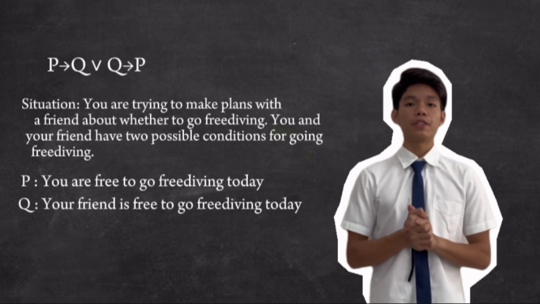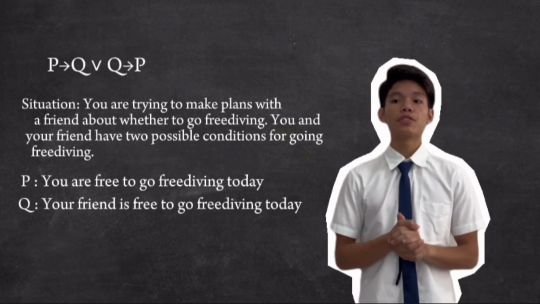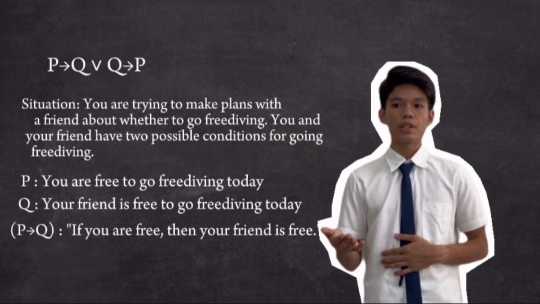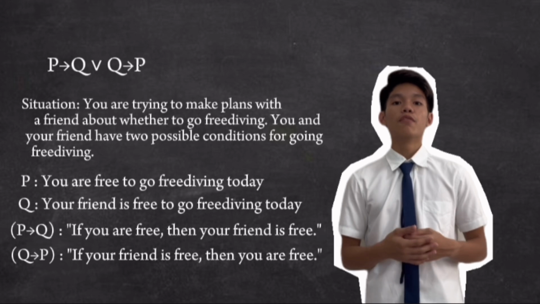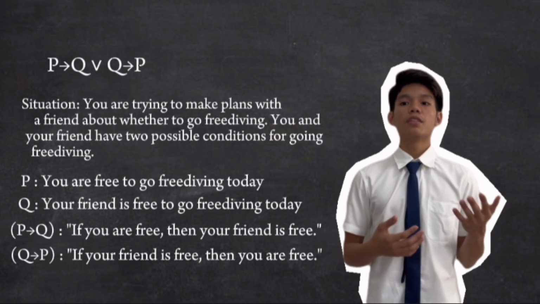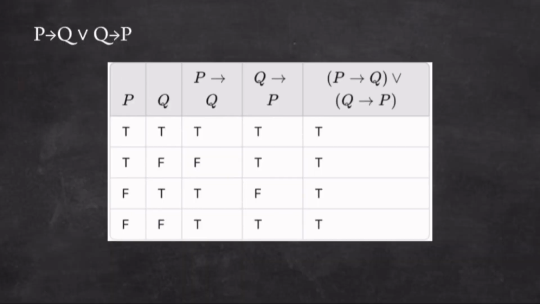This expression, P implies Q or Q implies P, would apply to the situation as follows. P implies Q means if you are free, then your friend is free. And Q implies P means if your friend is free, then you are free. The first row shows that both P and Q are true. If you are free and your friend is also free, both P implies Q and Q implies P are true. The disjunction P implies Q or Q implies P is true. At least one part of the statement holds.